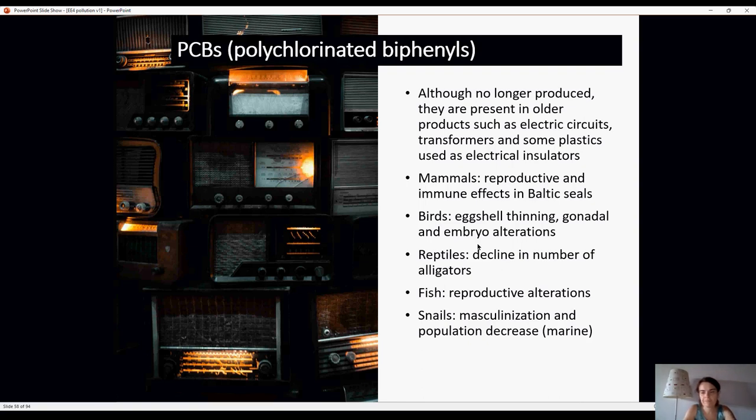old pieces of industrial equipment are full of these materials because they were excellent electrical insulators. But it's been shown that they have really quite devastating impacts on different types of organisms. So typical mammals, reproductive effects; birds, eggshell thinning; reptiles, decline. It's probably related to eggshell thinning. Fish, reproductive problems; and snails, they actually change sex, so they become mostly male rather than a mix of male and female, but snails have a rather interesting sex life anyway.